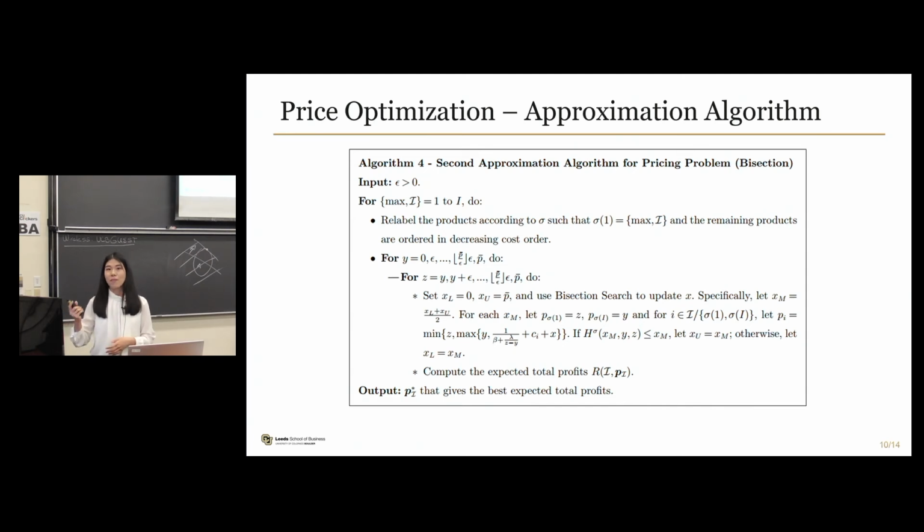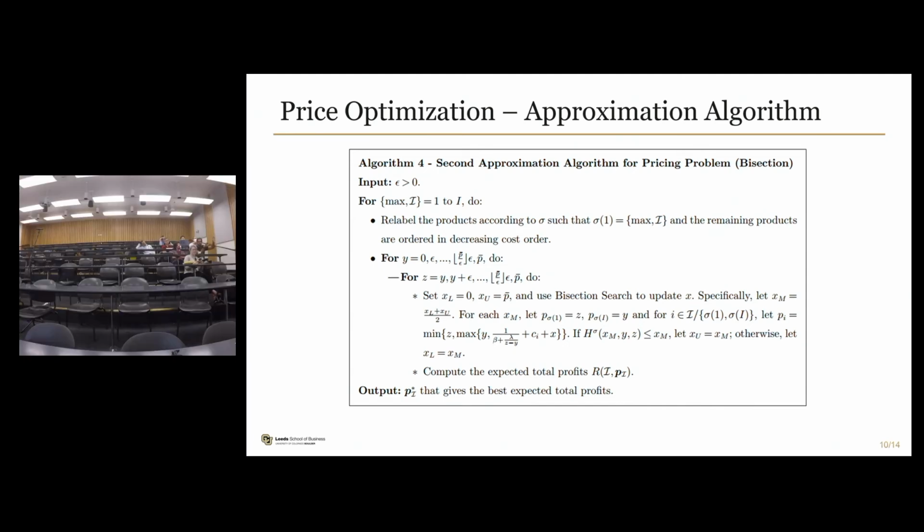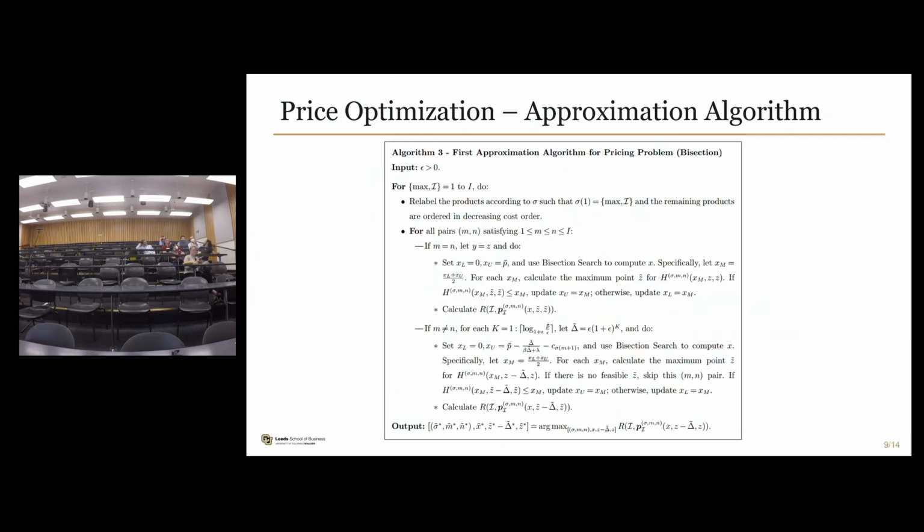Just a quick question. Is it just discretizing the set of the continuous prices? Yeah, exactly, yes. It's not just discretizing, we also have bisection search somehow. Yeah, we have the bisection search, and within the bisection search.